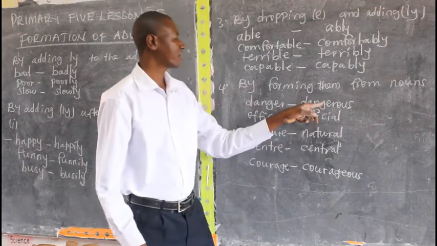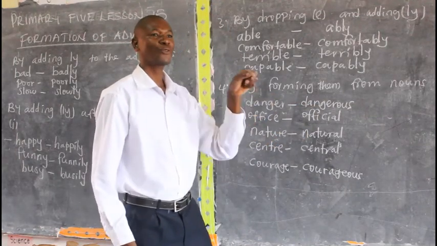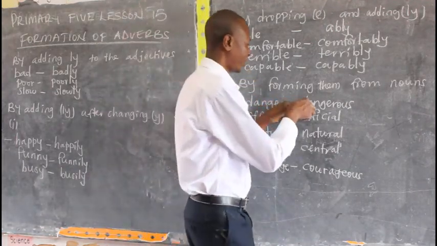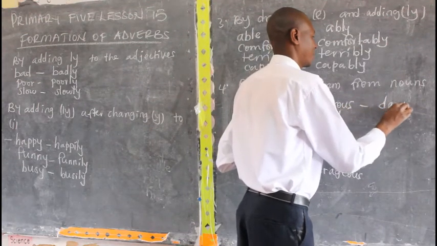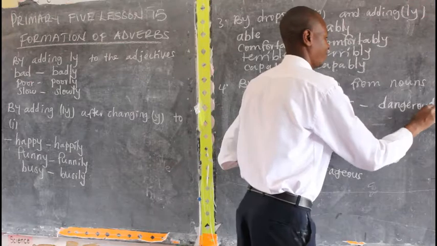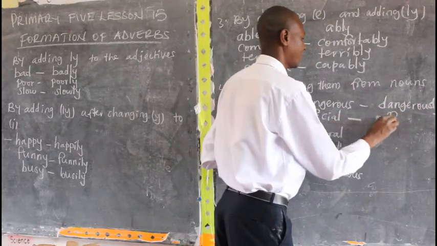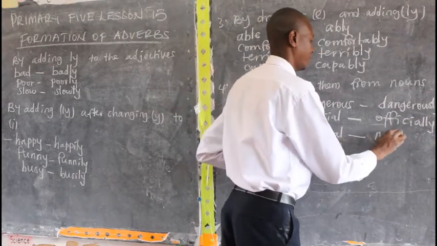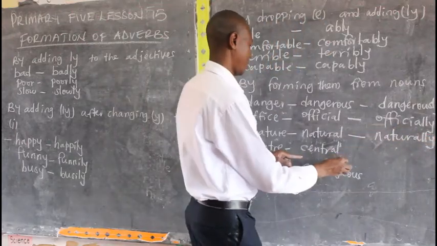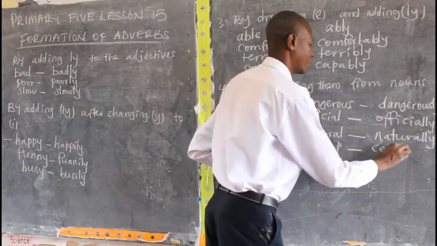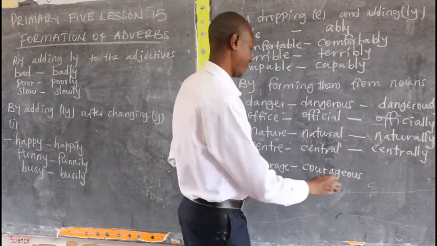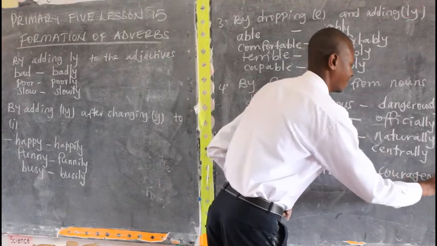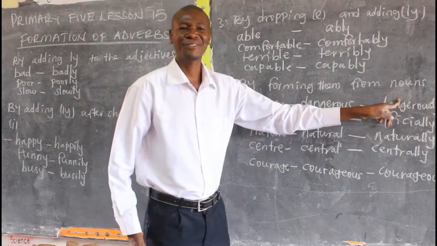Now, having formed adjectives from nouns, you are going to form the adverbs with ly. So, dangerous, here it is now dangerously. Official, this one is officially. Natural is naturally. Central changes to centrally. Courageous, this one now becomes courageously. So we have now formed the adverbs.